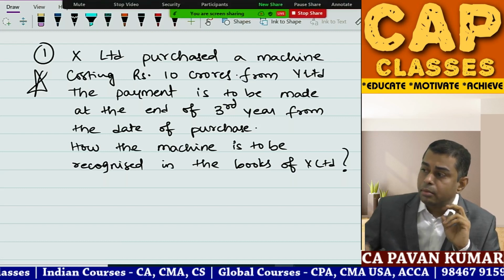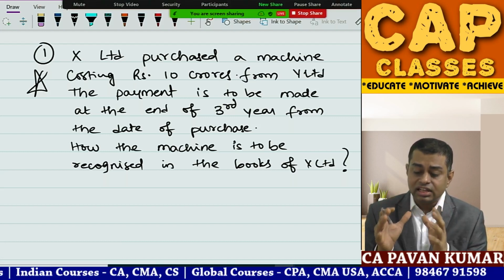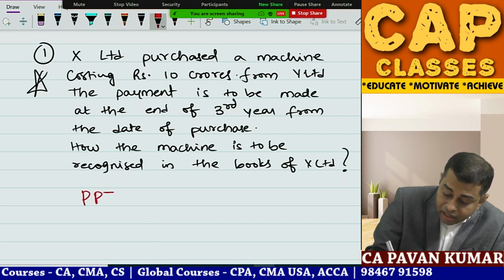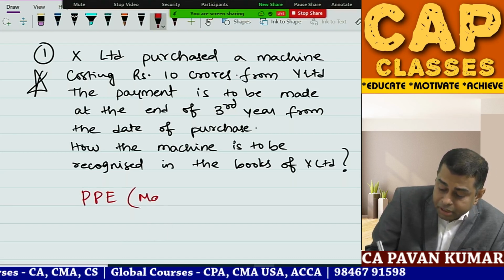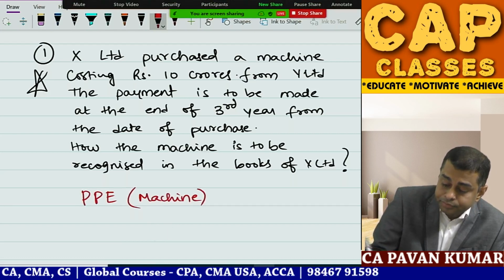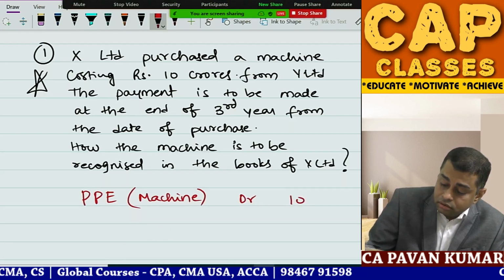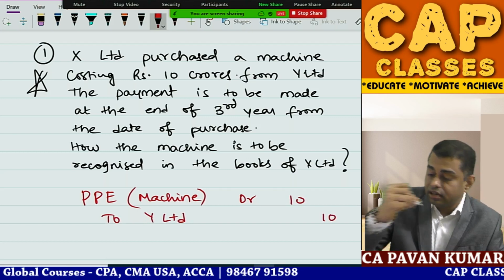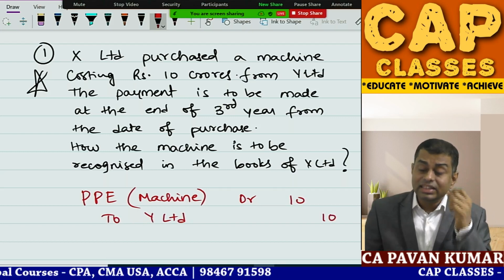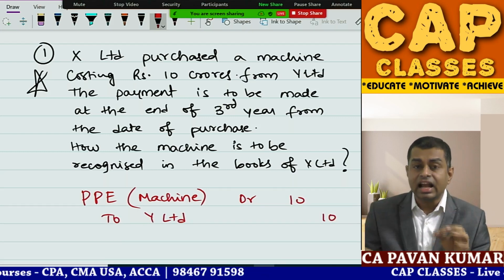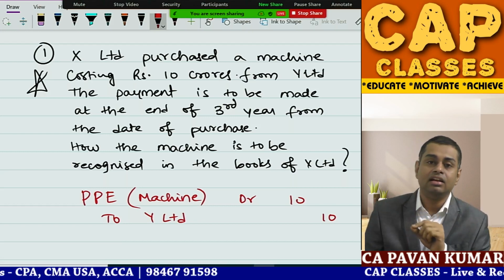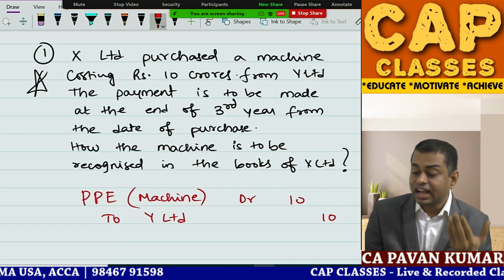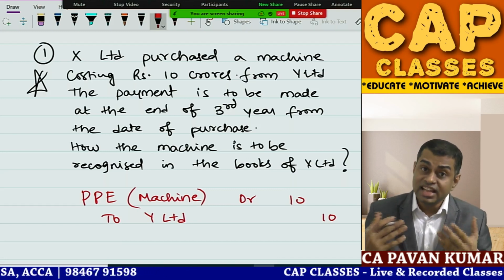Very good. Majority of you have given the answer that the journal entry is property, plant and equipment, in brackets you can write machine, debit 10, to Y Limited, credit 10. This is the journal entry everybody said. This is absolutely right as per AS 10. But welcome to CA Final. This is not a correct journal entry when you are a CA Final student.